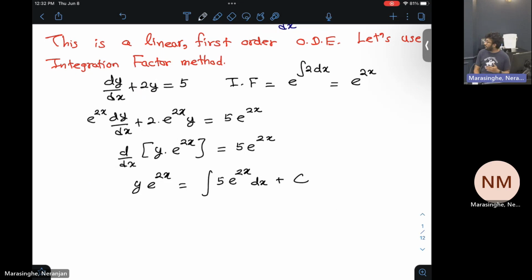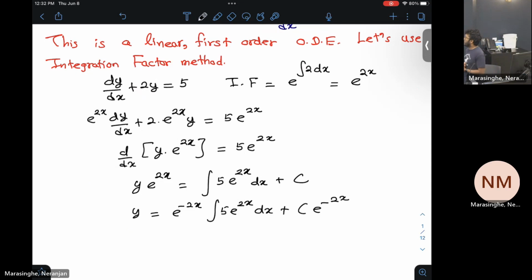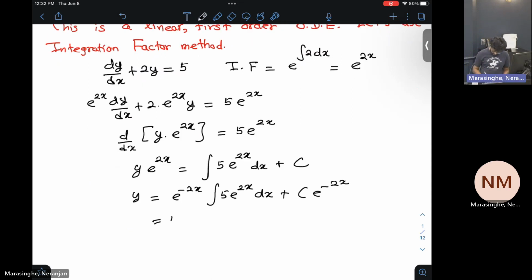So next, I would multiply both sides by e to the negative 2x because I need y. Okay. So y equals e to the negative 2x integral 5 e to the 2x dx plus c times e to the negative 2x. Now it's easy to integrate e to the 2x. So I can take 5 out, e to the negative 2x, and if you integrate e to the 2x, you would get e to the 2x divided by 2, plus c times e to the negative 2x.